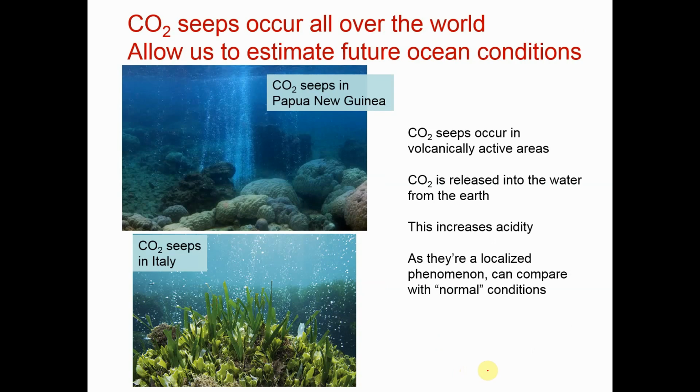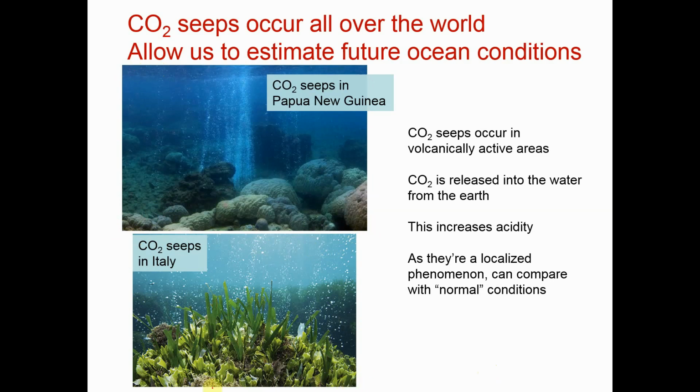And in addition to these continuous monitorings, we also have CO2 seeps. CO2 seeps occur all over the world, and they allow us to estimate future ocean conditions. So here, for example, is an underwater image of carbon dioxide seeps in Papua New Guinea. This is awesome because Papua New Guinea is tropical, so we actually have what happens with CO2 seeps in tropical areas. Also, we have them in the Mediterranean, so CO2 seeps in Italy.